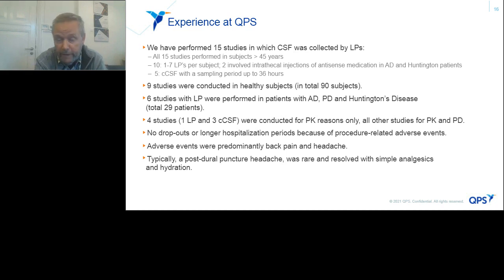So 9 studies were conducted in healthy volunteers, in total 90 subjects, and 6 studies with LP were performed in patients with Alzheimer, Parkinson, and Huntington disease, which is a total of 29 patients. 4 studies, 1 LP and 3 continuous CSF, were conducted for PK reasons only. All other studies were for PK and PD, and most of it were in Alzheimer, where amyloid fragments were measured in tau. There were no dropouts or longer hospitalization periods because of procedure-related adverse events.